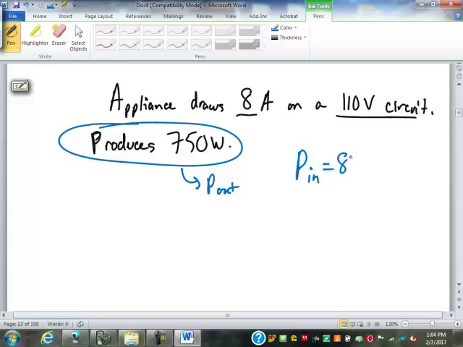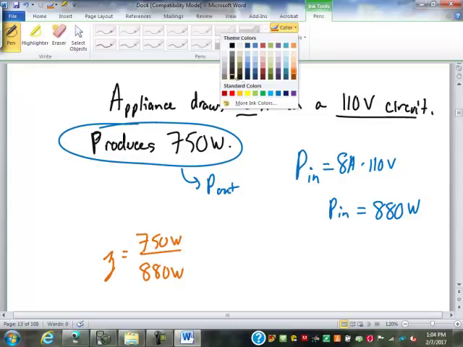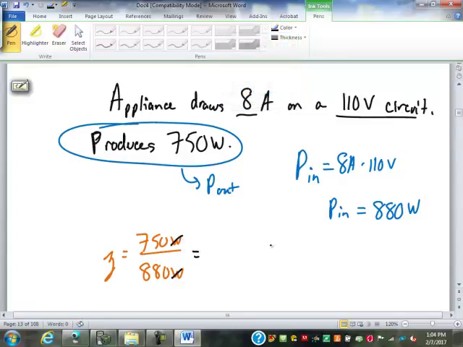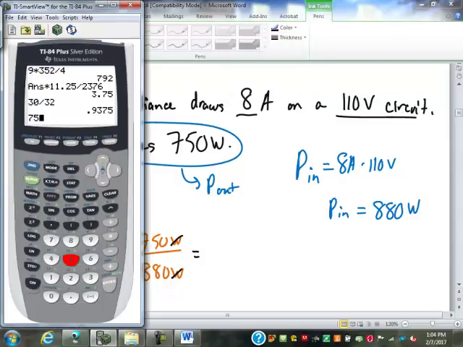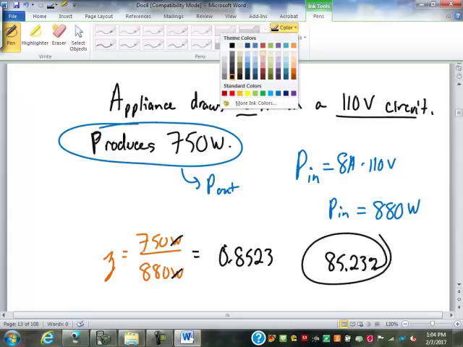Amps times volts. Very good. 8 amps times 110 volts, 880 watts. So my efficiency here is 750 over 880. So if I divide that out, 85.23 or 0.8523, or as a percent, 85.23%. Any questions so far?